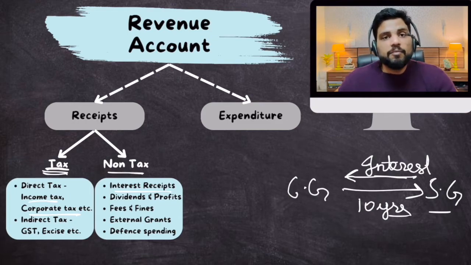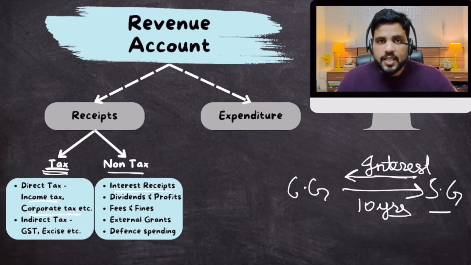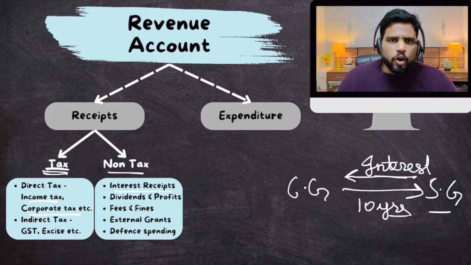Then there are various government companies. Air India at one point of time used to be a government company. ONGC is a government company. GAIL, SAIL, there are many government companies. Okay, and they earn some profit. So that is also a form of non-tax revenue, dividends and profits.